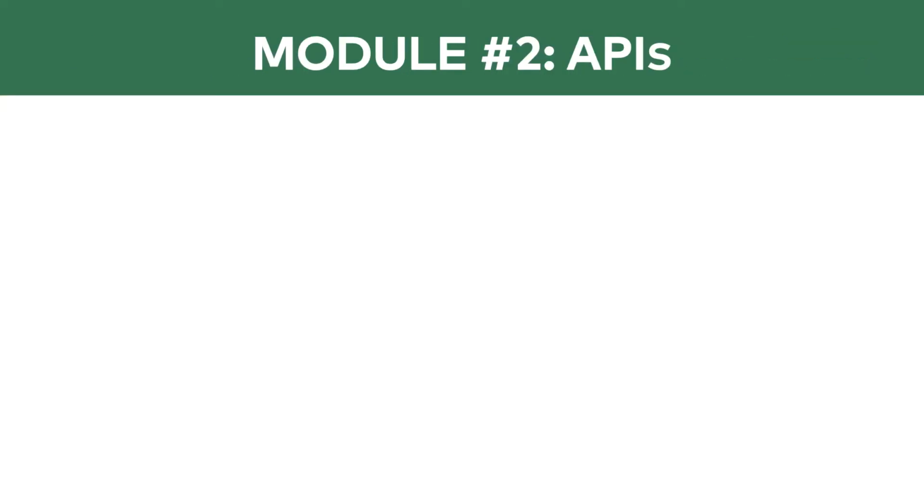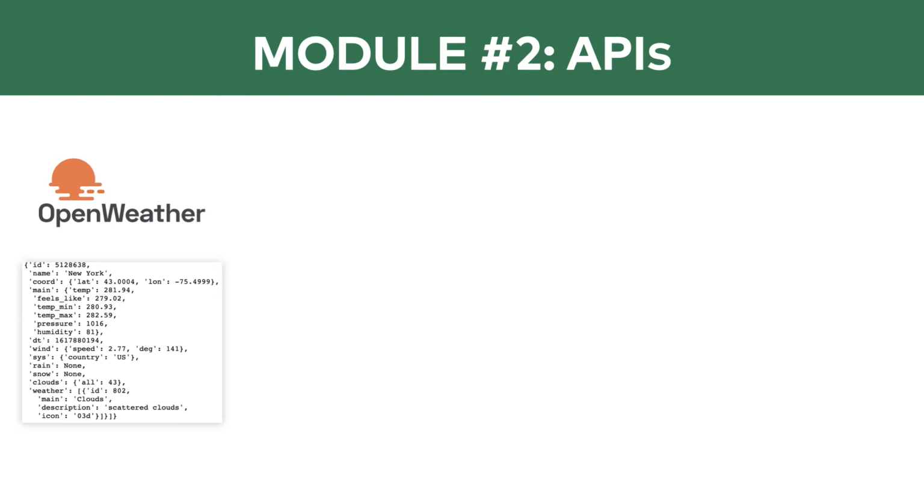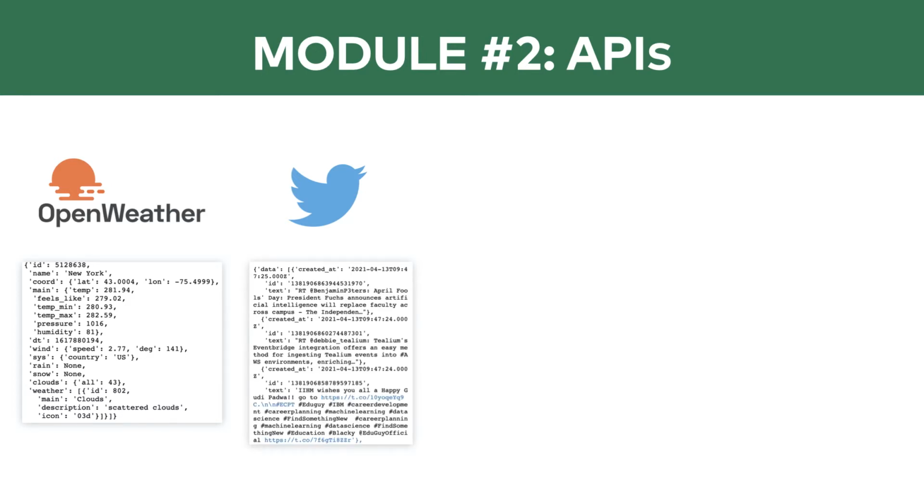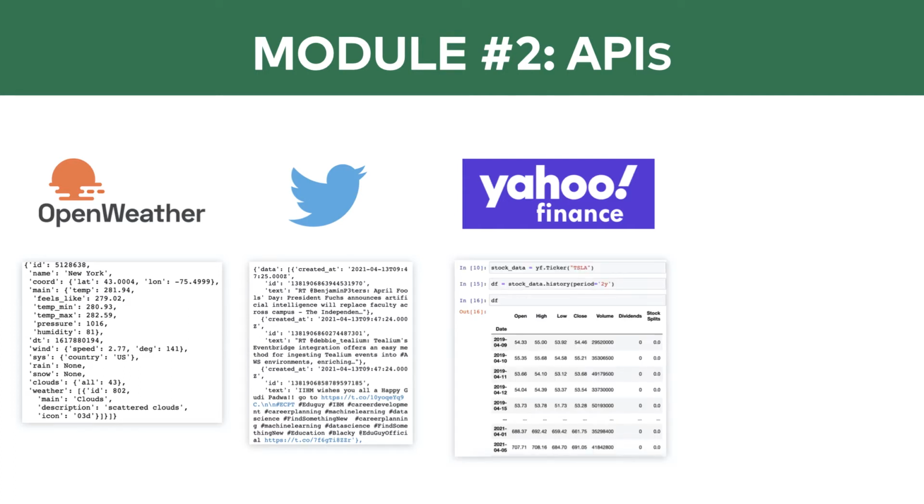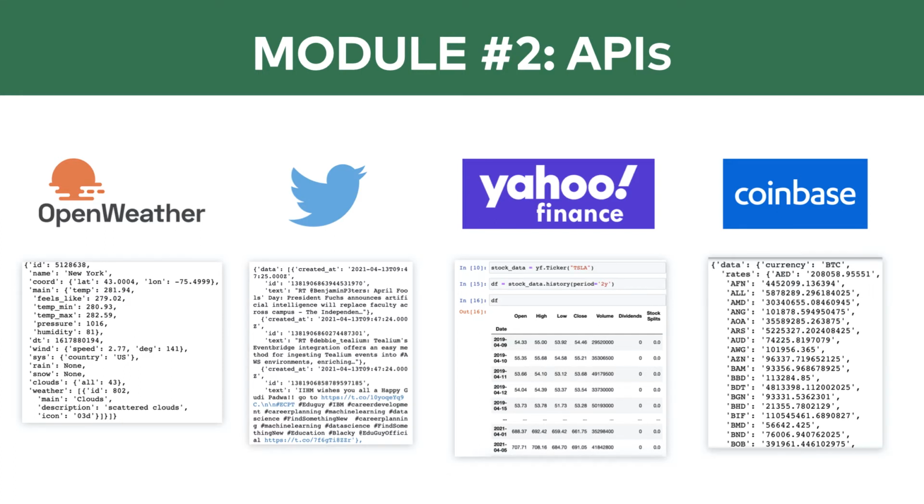In the second module, I will show you how APIs work. With an API, you can query real-life data from different online applications. In this course specifically, I will show you how the OpenWeather API works, so you will be able to get various weather data from different locations, how the Twitter API works, so you will be able to download and analyze tweets, how the Yahoo Finance API works, so you will be able to get stock prices, and how the Coinbase API works, so you will be able to query and analyze the prices of cryptocurrencies.